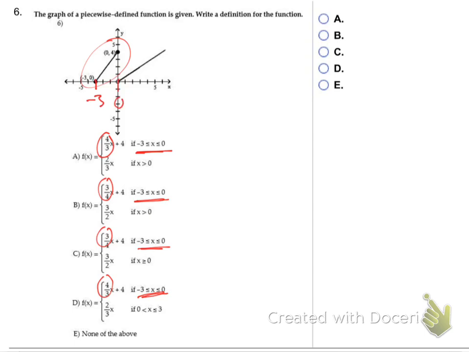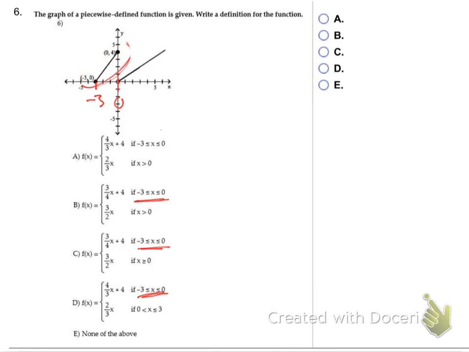Remember, this is a piecewise function. Remember what these definitions mean? It means do this equation when x is between -3 and 0, which is this graph. And then do this other equation when x is greater than 0. That's this piece when x is to the right of 0. So remember what those descriptions are, how they're describing the situation? Okay. So, therefore, how do we know which one's right?